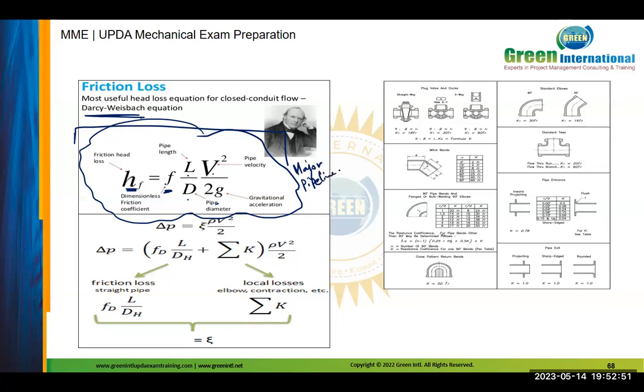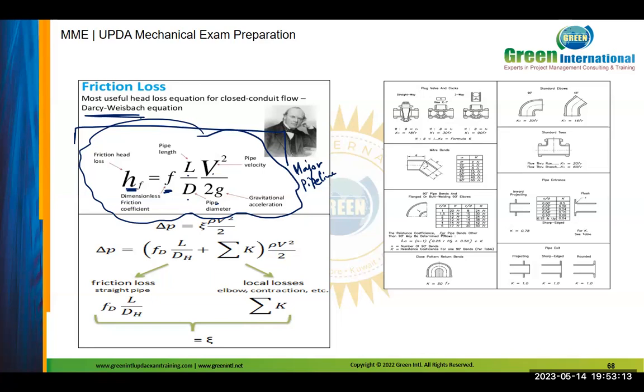Not all the time. Sometimes the loss is not only for the pipeline. Sometimes the loss is for the pipeline and the fittings used: tee, elbow, valve, whatever. For this case, we have another part, which is minor. So is it coming for minor, or should I just focus on major?